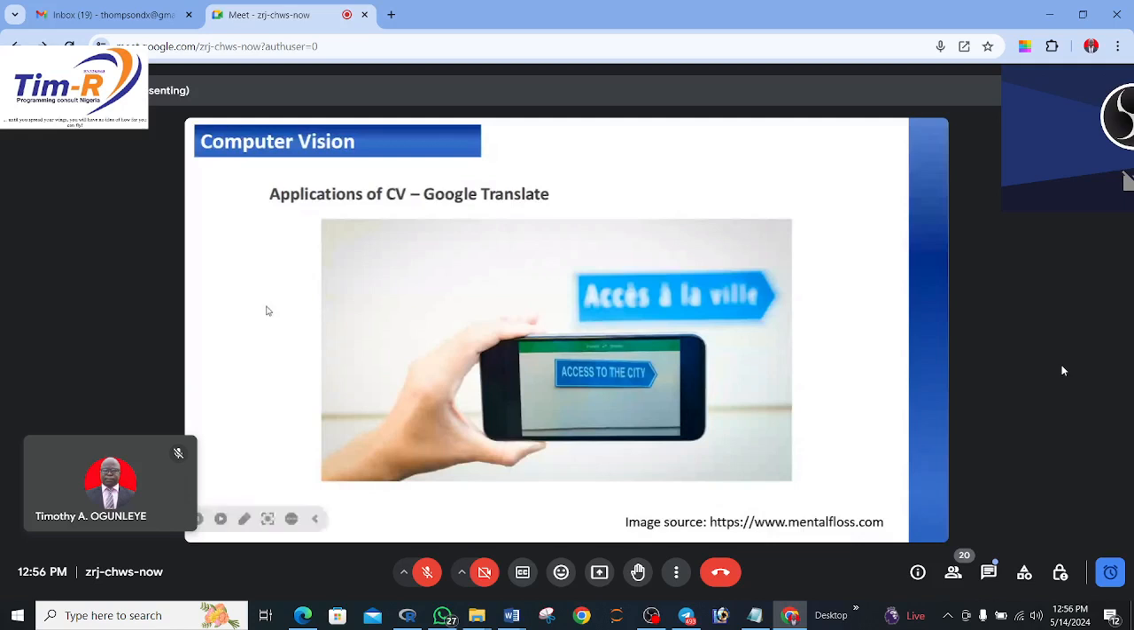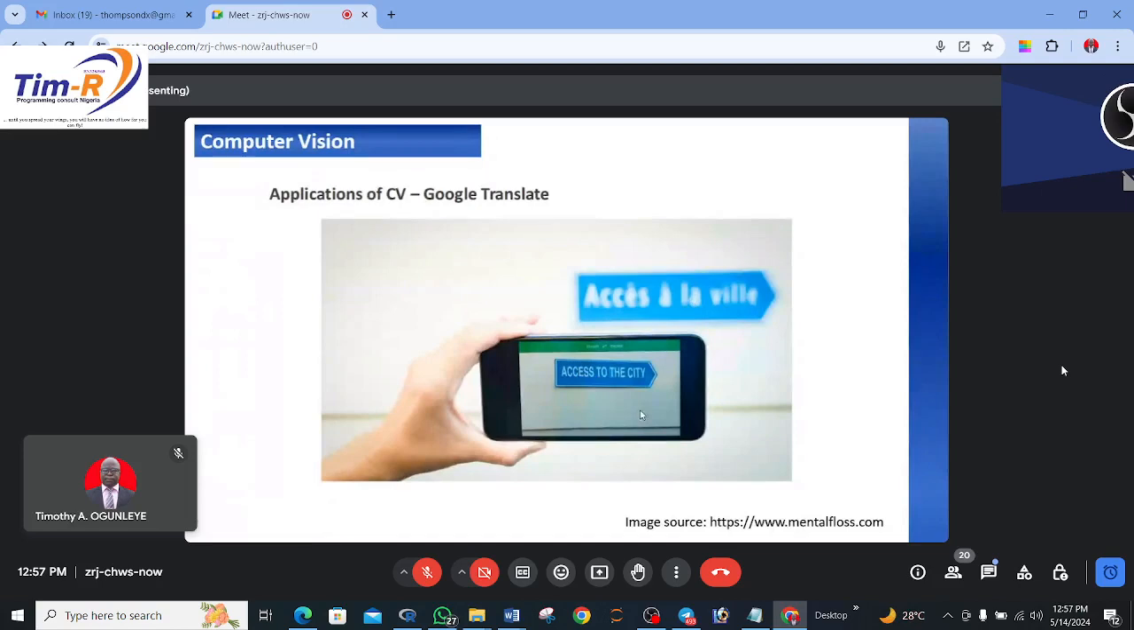That is, you can see what is on this image is written in French, access à la ville. So if you look at it, when we use Google Translate, that uses computer vision, it can translate other languages into English. So when you put it, you are not seeing the sign that is here. You are going to see the translation in English, if someone does not have first-hand knowledge of what French is. So you can use this Google Translate.